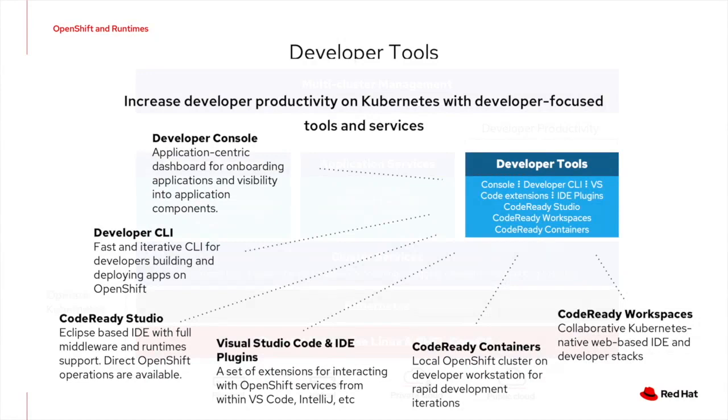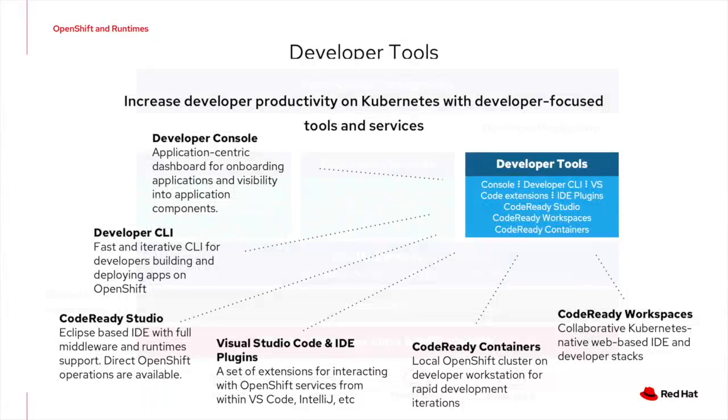CodeReady Containers is a single-node OpenShift Container Platform running in a virtual machine on a developer's laptop. Developers can use their corporate OpenShift clusters for any development or test activity if they have a connection. But CodeReady Containers is a convenient alternative for building and testing services while there is no connectivity to corporate clusters.